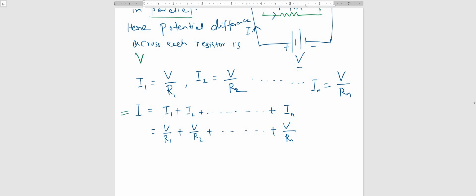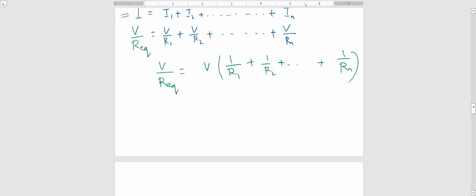What is the total current? Total current is I is equal to I1 plus I2 plus I3, like this. So I1 is equal to V by R1, I2 is equal to V by R2, like this. So in the left hand side, it will be I is equal to V by R equivalent. So if you compare this V by R equivalent, so V can be taken as common in the right hand side. It is 1 by R1 plus 1 by R2 plus 1 by Rn. Okay, so if you compare these two, I'm getting 1 by R equivalent is equal to 1 by R1 plus 1 by R2. So this is the equivalent resistance for n number of resistors connected in parallel. I think you have understood.